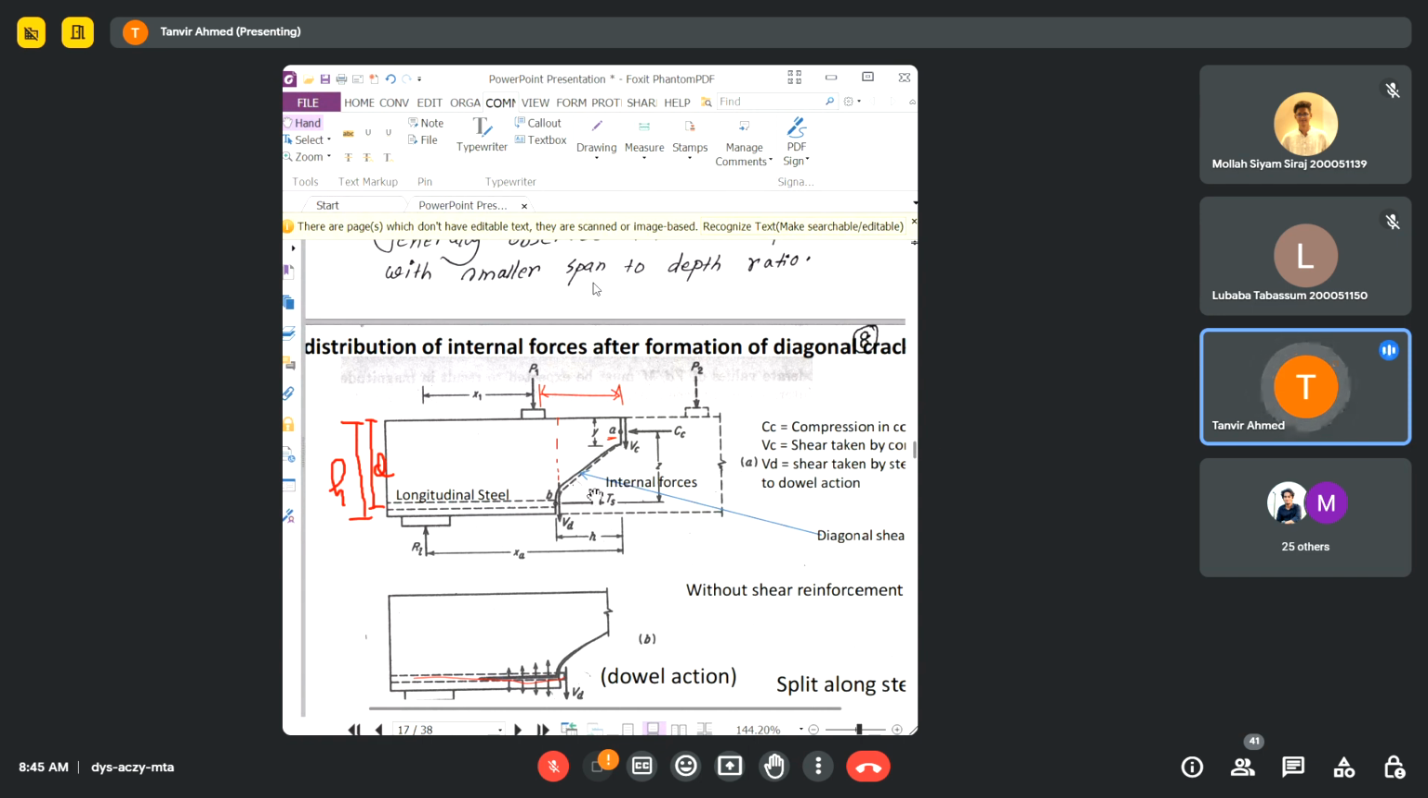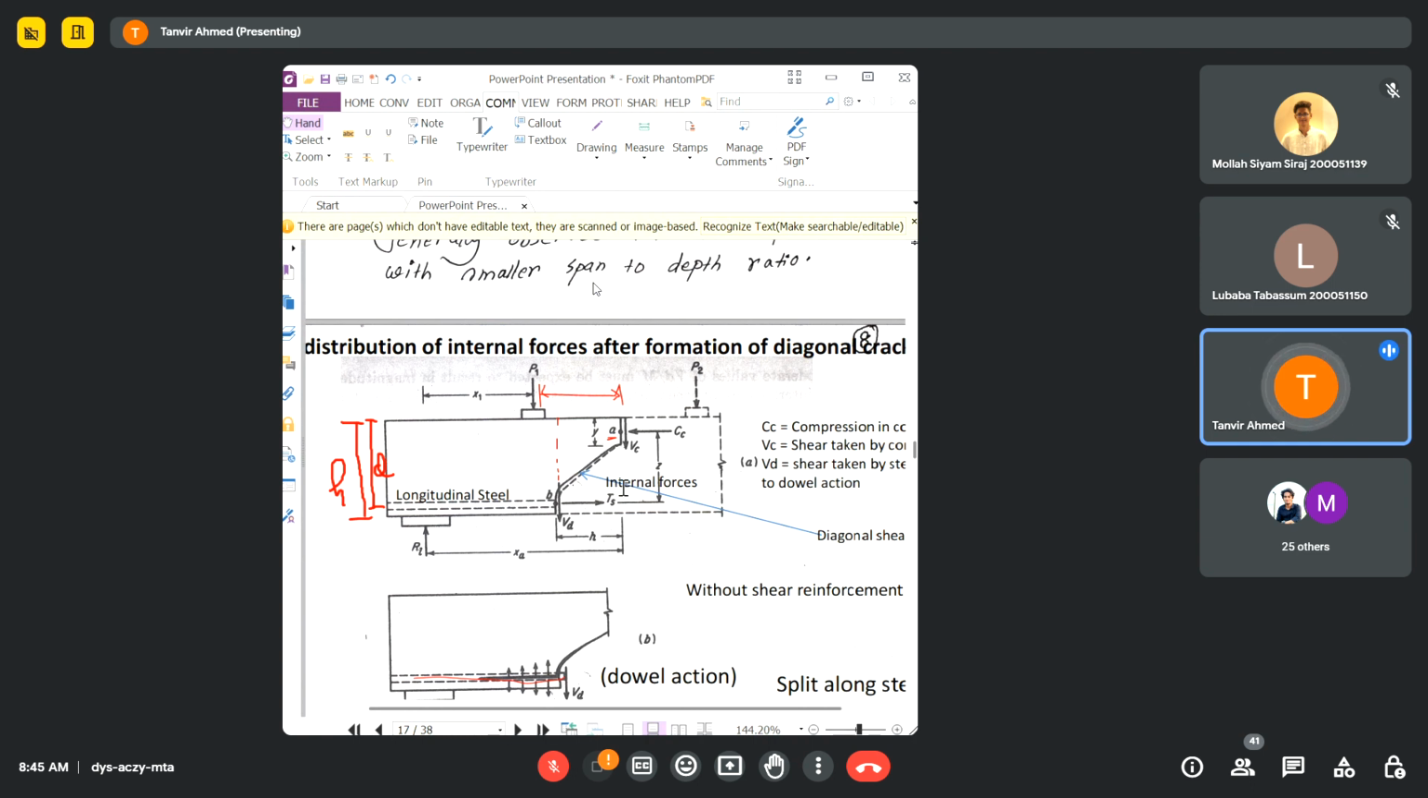So the tensile strength on the steel reinforcement is, say for example, Ts. Now the concrete will also take some shear force. Say for example, the shear force in concrete is Vc, and the shear force in the longitudinal reinforcement, the steel reinforcement, is Vd. So now these will be your internal forces: Cc, Vc, Vd, and Ts.